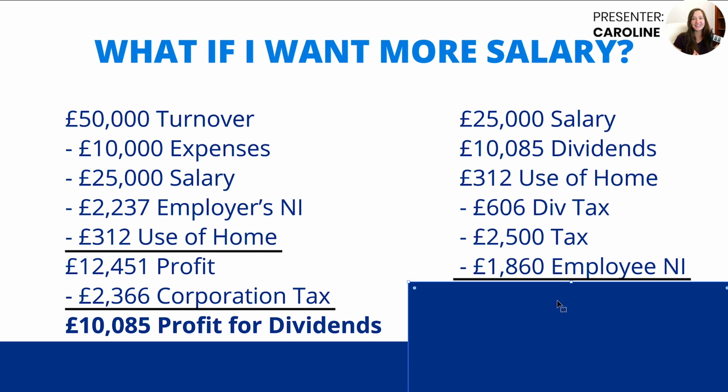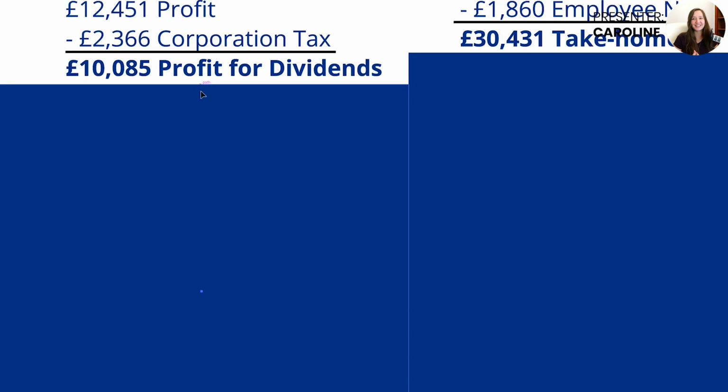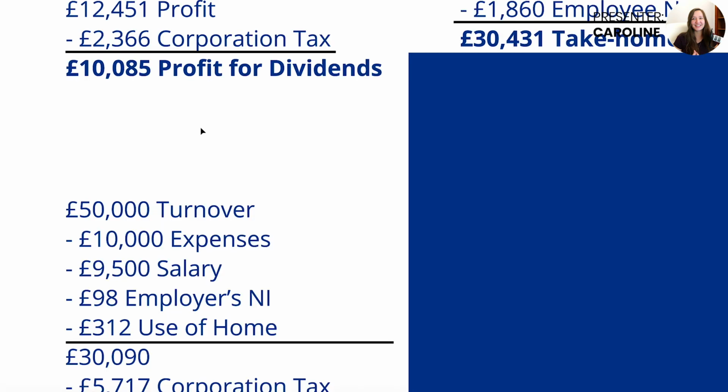And finally, we've got an employee National Insurance bill of £1,860. So the employee National Insurance threshold is £9,500. Anything over that, you will have to pay employee National Insurance at 12%. So the take-home pay in this scenario is £30,431. I've included the previous figures here still, so I'm just going to delete that.